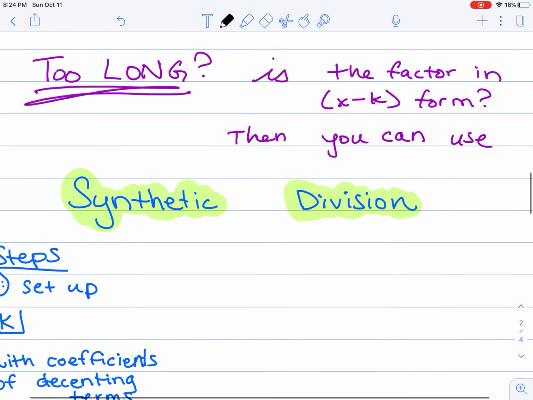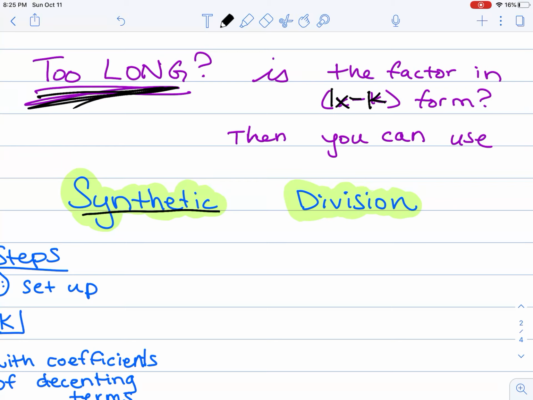So some of you are thinking, oh, Mrs. Els, that's so long. Is it too long? Okay, so here's the thing. If it's too long and you don't love that, you could ask yourself, well, is the factor in x minus k form, meaning that there's a 1 on the coefficient of x and then it's minus some number, okay? If it is, then you can use what's called synthetic division, okay?